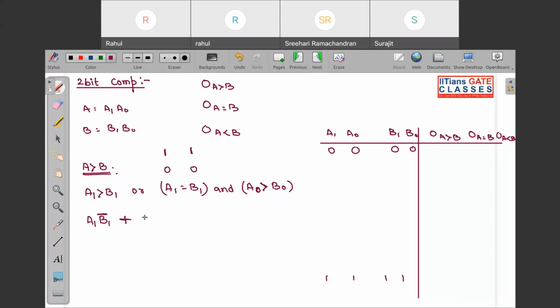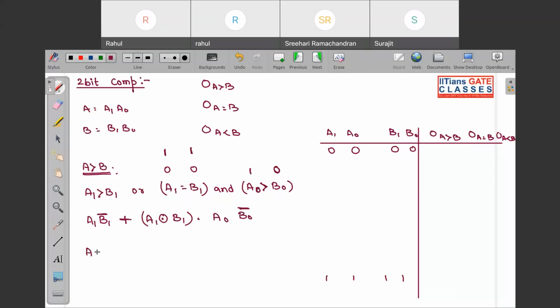So this will be corresponded by A1 XNOR B1, and dot means A0 greater than B0. This case means this will be 1 0 only. So this will be A0 B0 complement. Now you can expand it and write however you want to write. So this will be the first case.